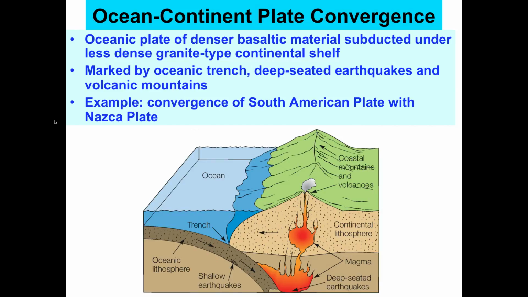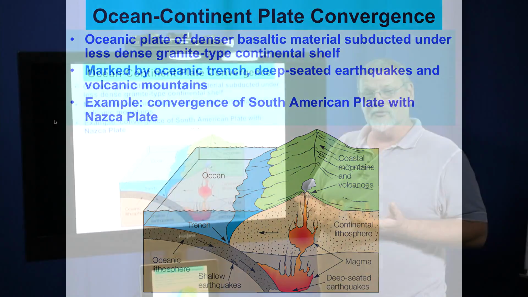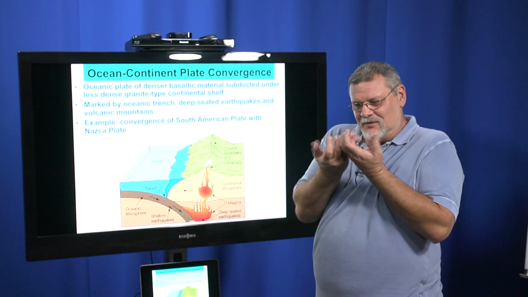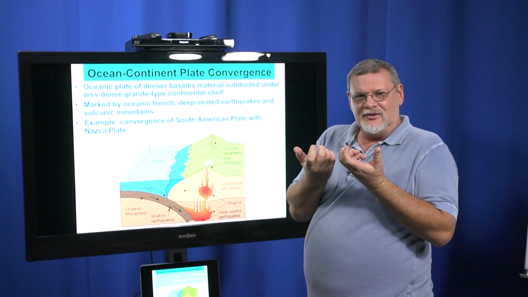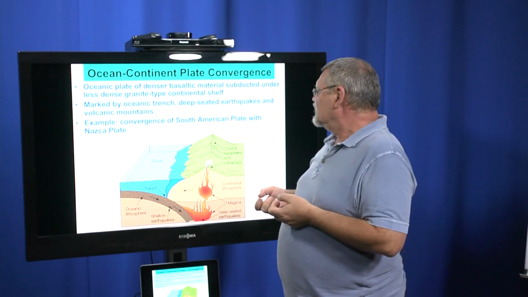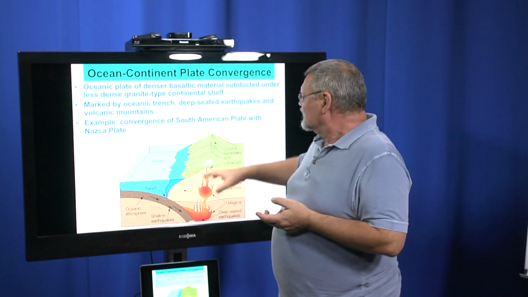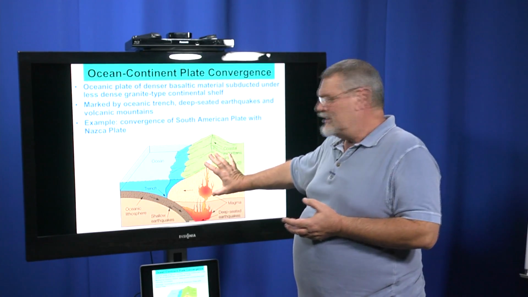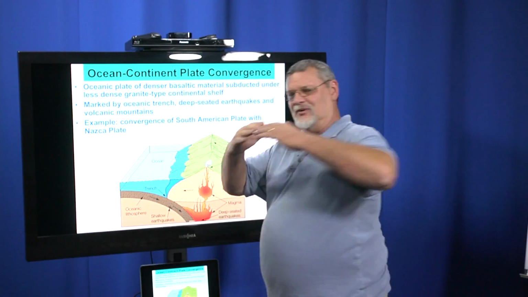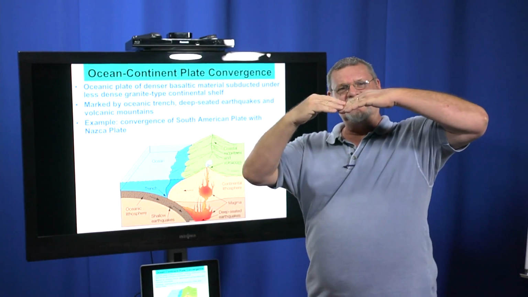Oceanic plate is denser. Remember, I said that before, that it's made of basaltic material. It's much denser in composition because of the way it was formed. It came up and was solidified and cooled fairly quickly when it got to the water of the oceans. And so it's much denser. And so when it gets to the much less dense continental crust, what's going to happen? It's going to go underneath it. It's going to dive underneath it.